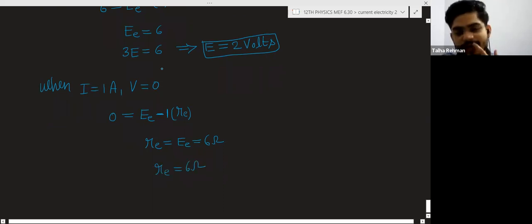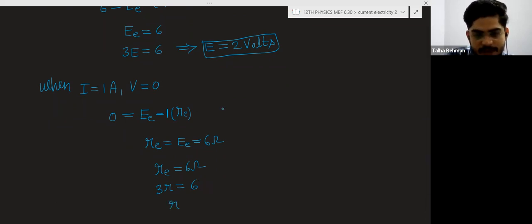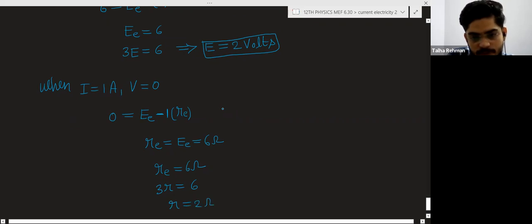And what is R equivalent? R equivalent is equal to 3R. And this 3R is equal to 6 ohm. So R from here you will get as 2 ohm. So what are the answers we have now?